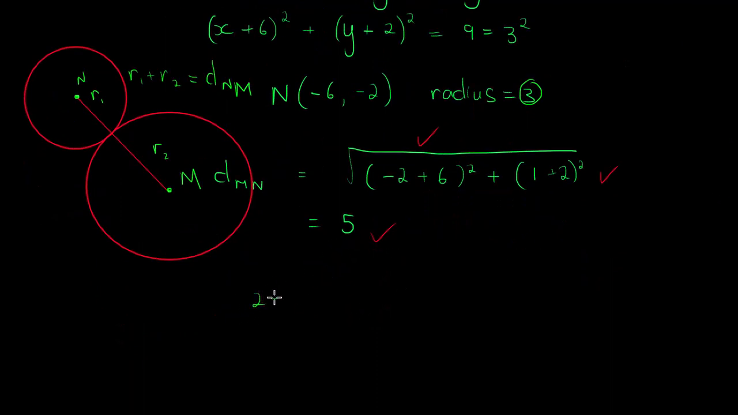So 2 plus 3 is indeed equal to 5. Therefore the radius of the one plus the radius of the other one is equal to the distance between them, and that is the reason why.